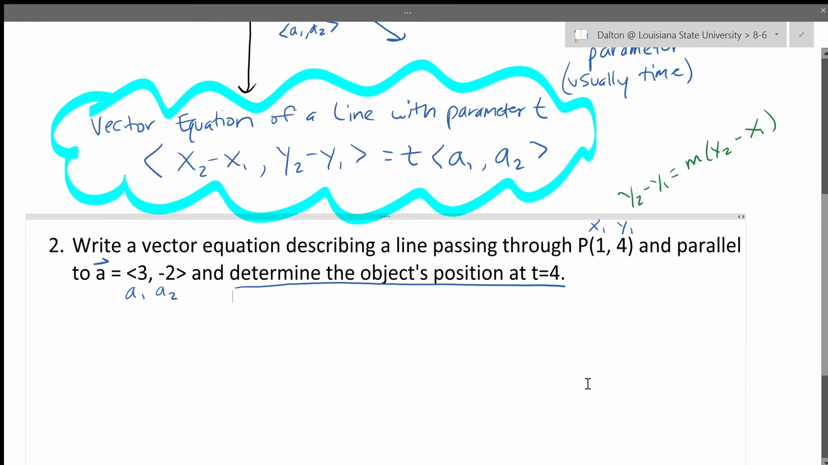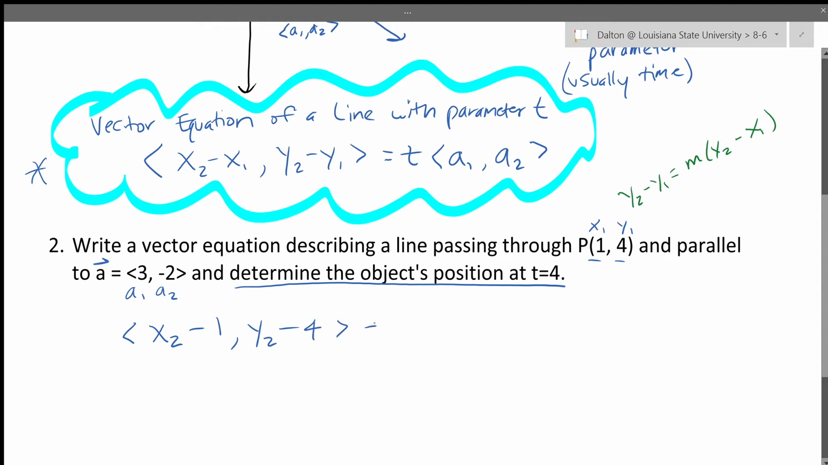Okay, so if I plug this into the vector equation from up top, that's going to be the vector x2 minus x1. Well, I don't know what x2 is, so I'm going to leave that there. Minus x1 is 1, comma, y2 minus y1 is 4, is going to equal, again, we're leaving t as the variable, and then a vector a1, a2. So that's going to be 3, negative 2.